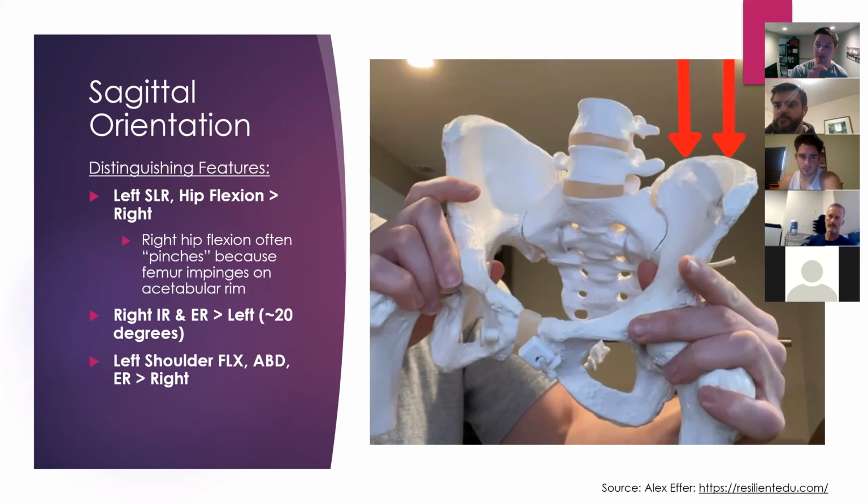So if you see these distinguishing features, and I would say you would probably need to see all of them because you'll see that as we go through the other two, there are similarities. I would say these boxes need to be checked before you're like, yeah, that's a sagittal orientation.